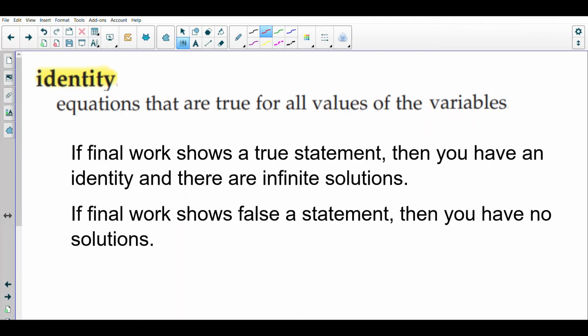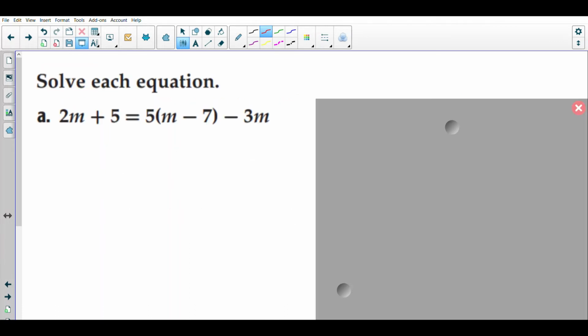On the other hand, if it's a false statement, that means like 3 equals 7. Well, that's not true. That's false. 3 does not equal 7. 3 equals 3 would be a true statement. But 3 equals 7 would be a false statement, meaning you have no solution. So let's do a couple problems.